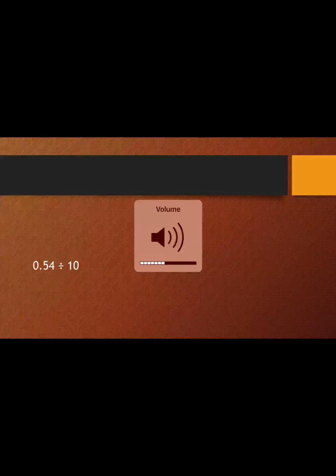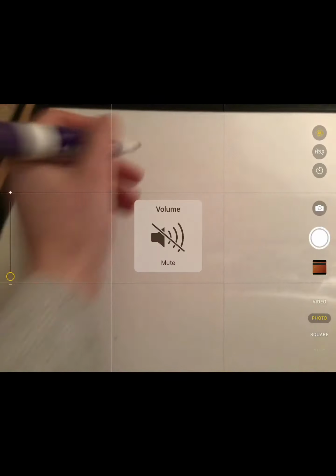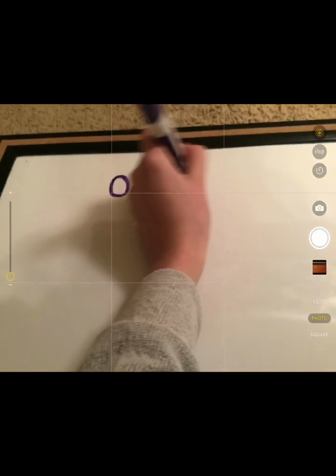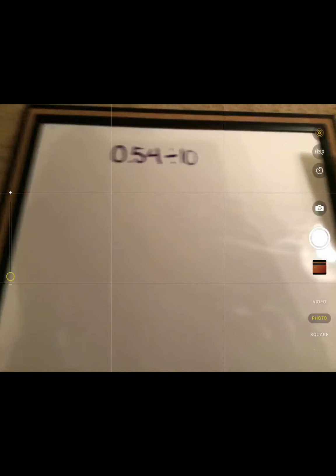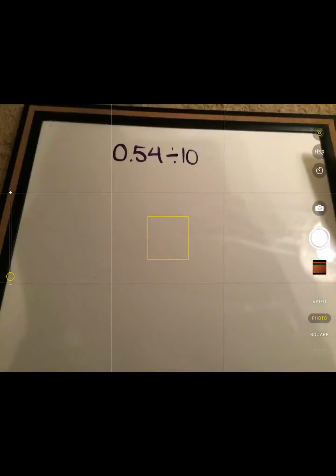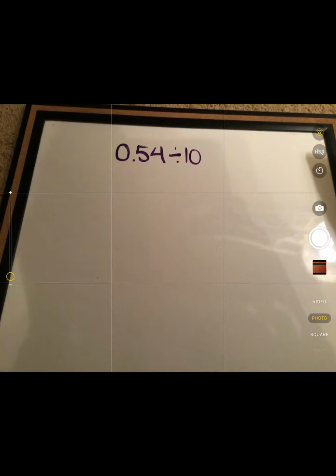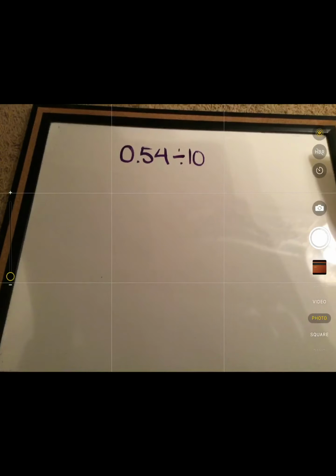Okay, so now let's take a look at dividing 54 hundredths by 10. I'll switch back to my whiteboard again. This time I have 54 hundredths divided by 10. Go ahead and pause this video so you can try this one on your own. You're going to write, using the value discs on your board, 54 hundredths. Go ahead and pause and try this one on your own. You can check it with me once you're done.